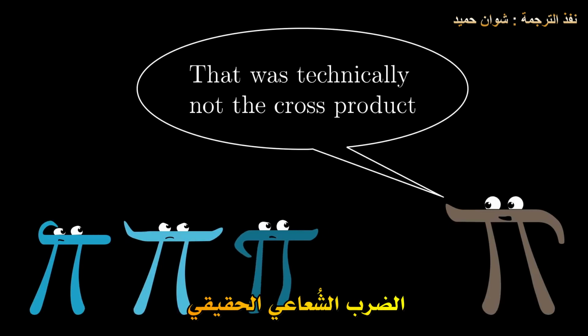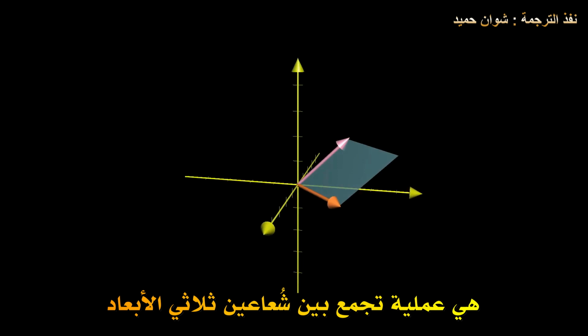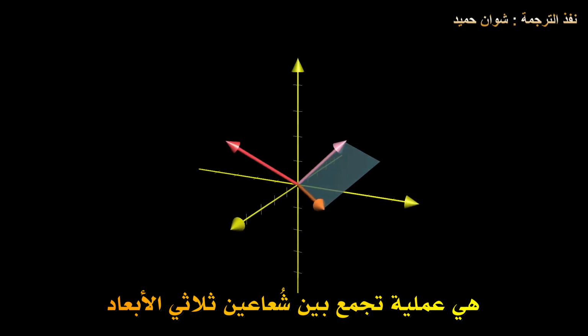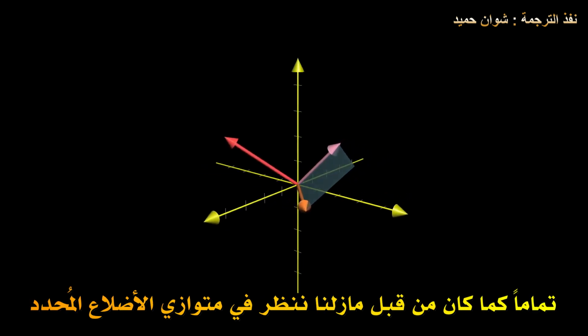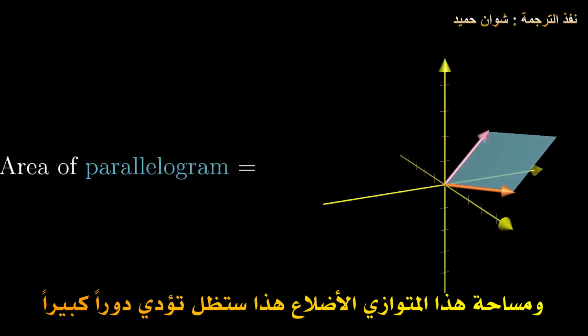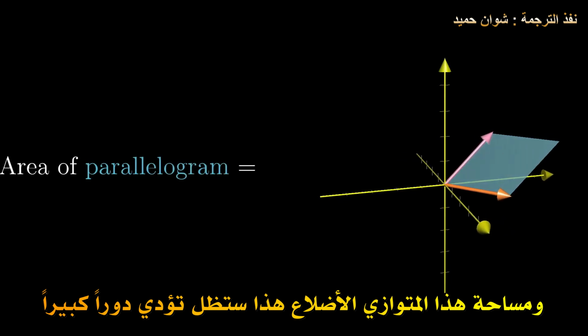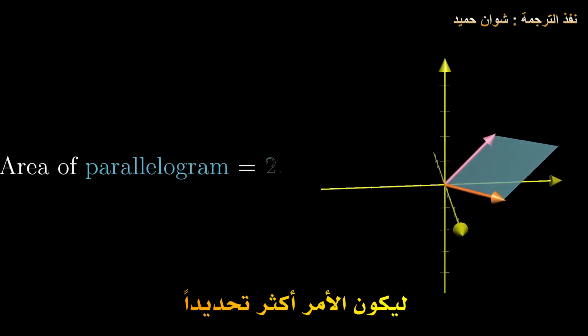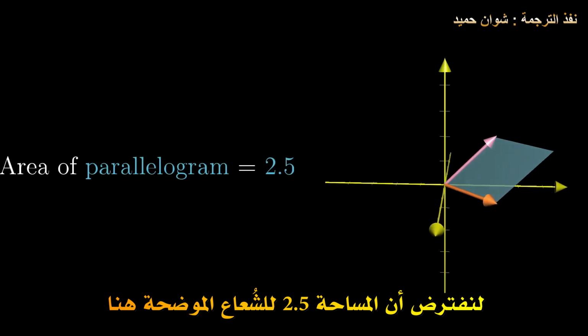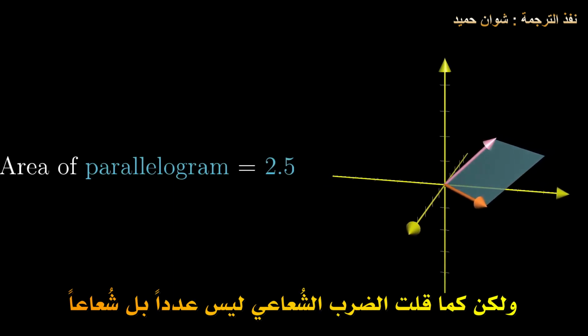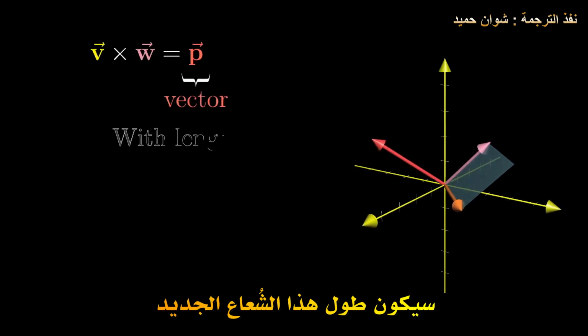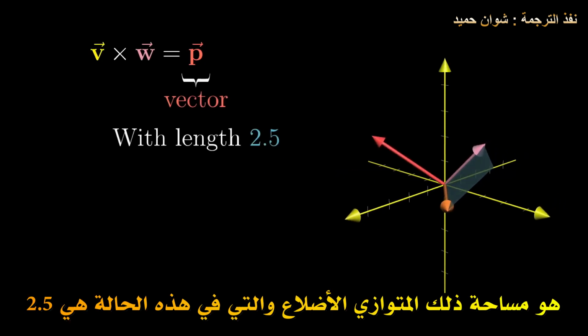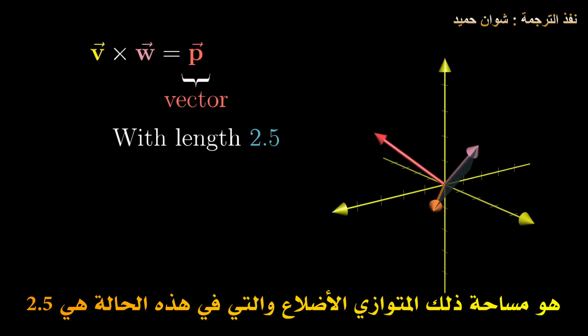The true cross product is something that combines two different 3D vectors to get a new 3D vector. Just as before, we're still going to consider the parallelogram defined by the two vectors that we're crossing together. And the area of this parallelogram is still going to play a big role. To be concrete, let's say that the area is 2.5 for the vectors shown here. But as I said, the cross product is not a number, it's a vector. This new vector's length will be the area of that parallelogram, which in this case is 2.5.